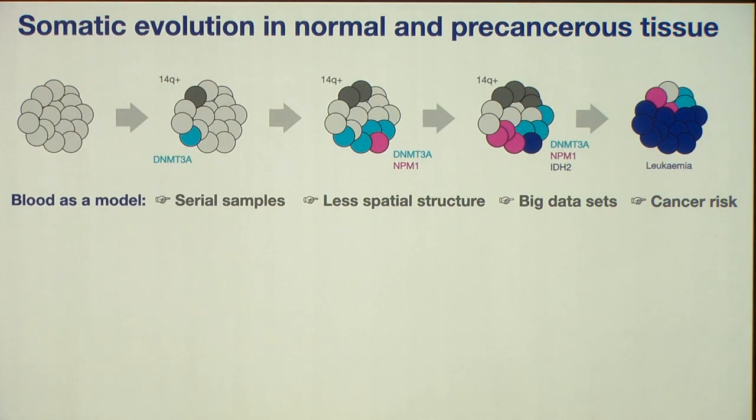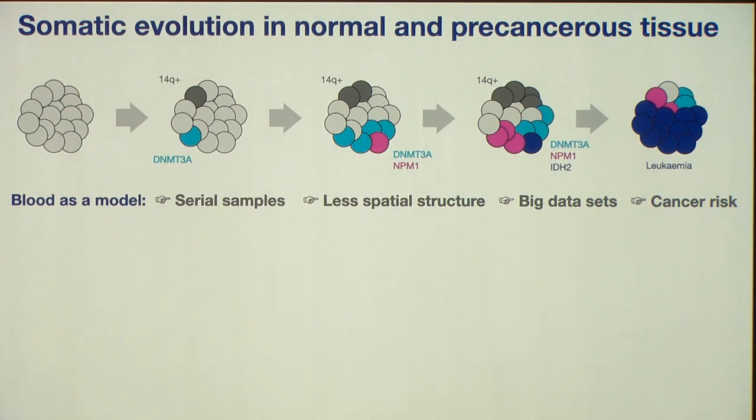But some of those go on and acquire further mutations which drive further clonal expansions and eventually can drive, in this case, for example, the emergence of a leukemia. And what we're interested in doing is trying to understand this process, this dynamic process of going from kind of healthy all the way to cancerous in kind of all of its richness.